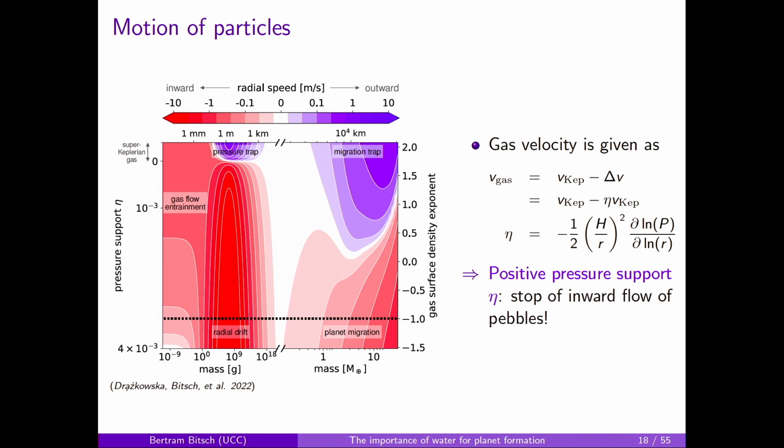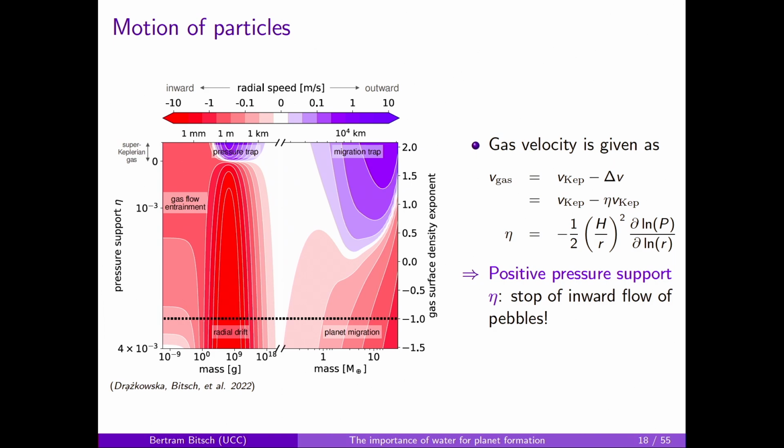So what you see here is a plot where we have the mass of our particle against the pressure support. This is this eta parameter that basically corresponds to the pressure gradient that we have in our protoplanetary disk. If you have a negative pressure gradient, then our particles go in, so this is the red scale, so we move inwards. But then at some point, if we invert our pressure gradient, we can have a pressure trap and we can trap the particles.